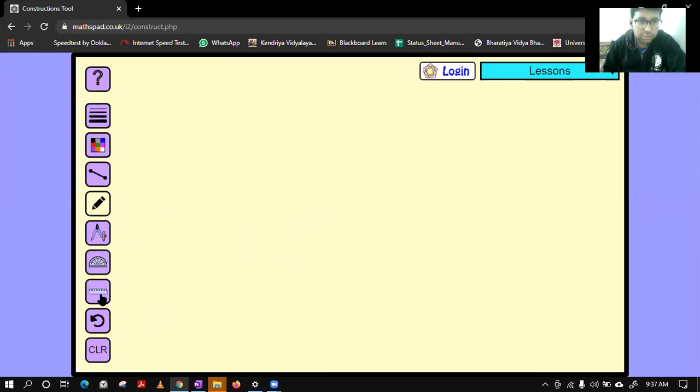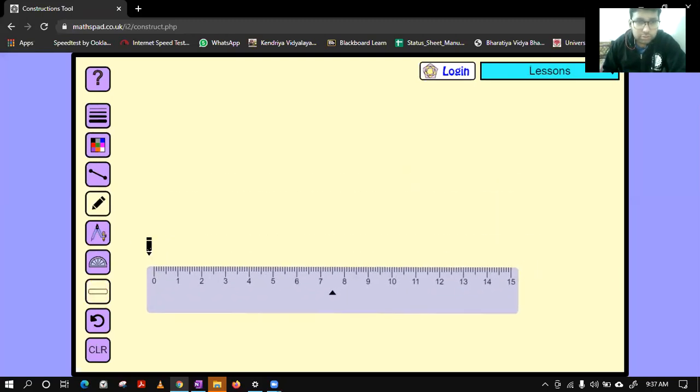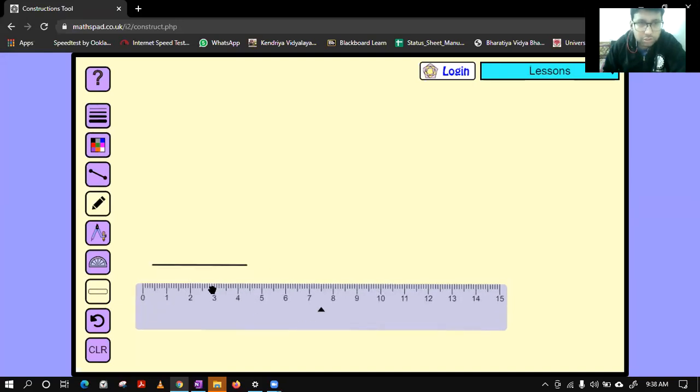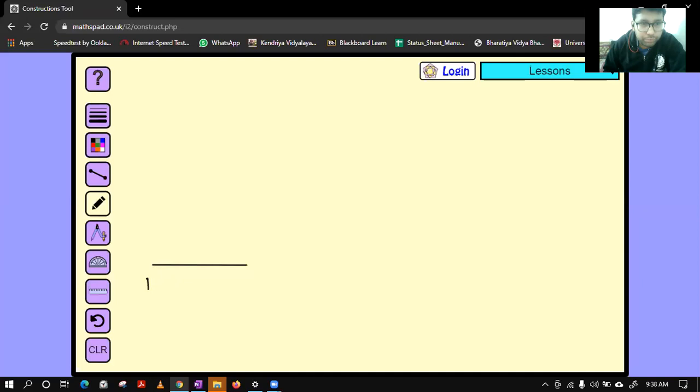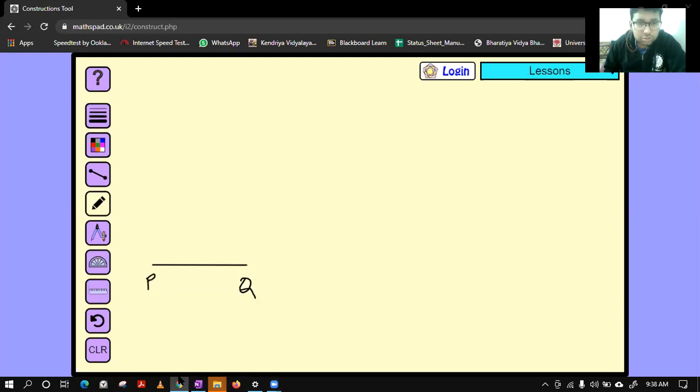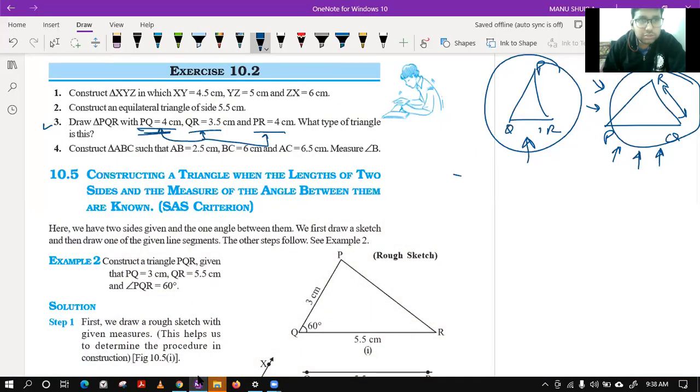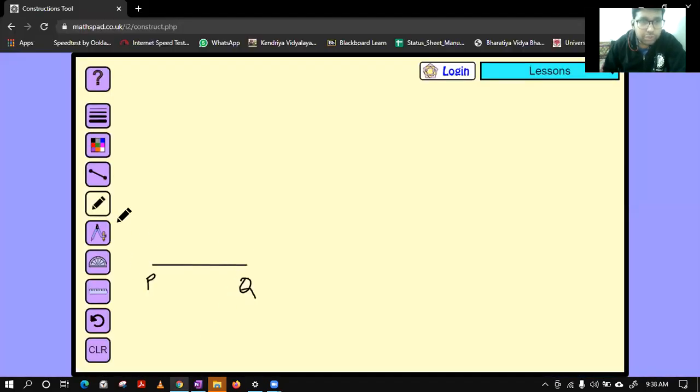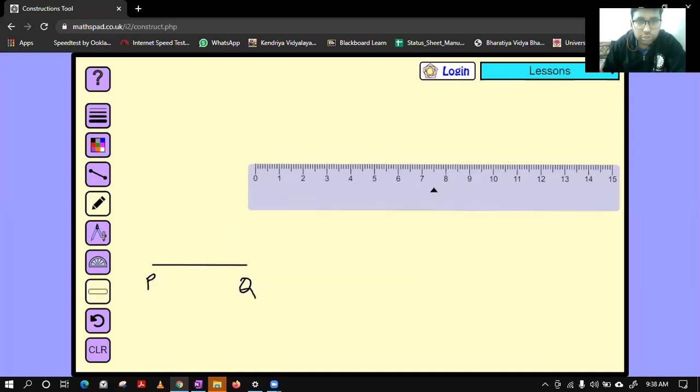So let's clear it. Let's do it fast. PQ as 4. It's fine. So this is your P and this is your Q. After that, we have to see what is given to us. Given to us is QR is 3.5 and PR is 4. So let's draw PR first. PR is 4 only.